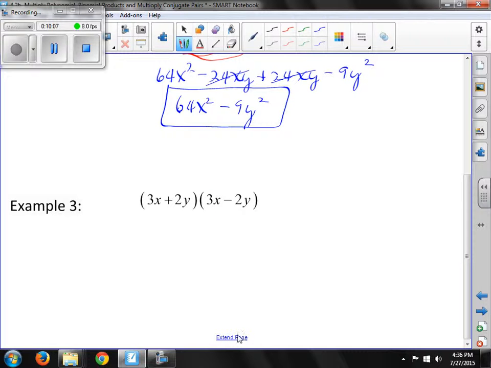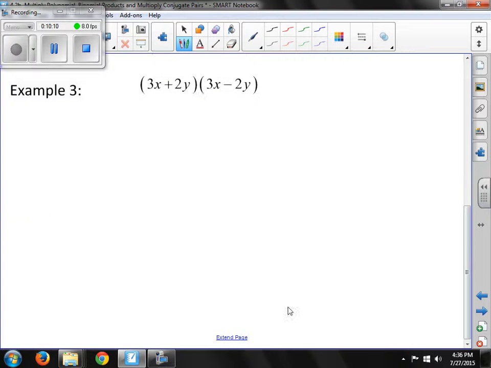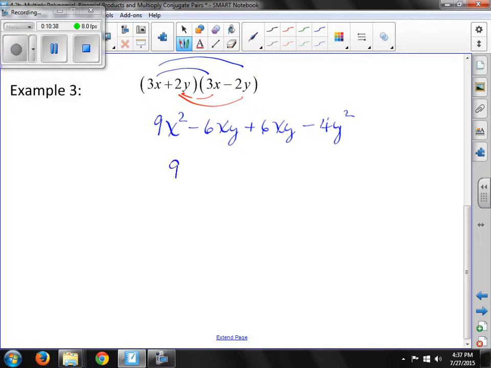And this is the last example. 3x times 3x, this is example 3. 3x times 3x makes 9x squared. The outside, 3x times negative 2y makes negative 6xy. When we do the inside and the last, we have 2y times 3x, which makes positive 6xy. 2y times negative 2y, which makes negative 4y squared. So we have 9x squared, the outside and the inside drop out, minus 4y squared.